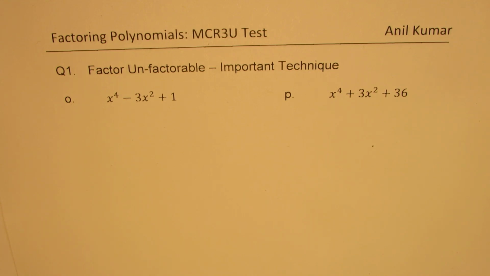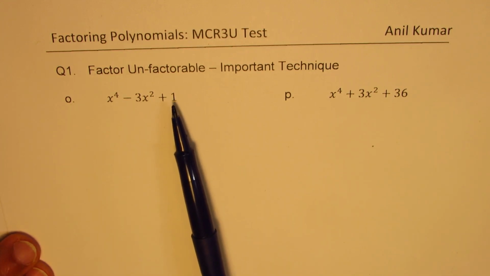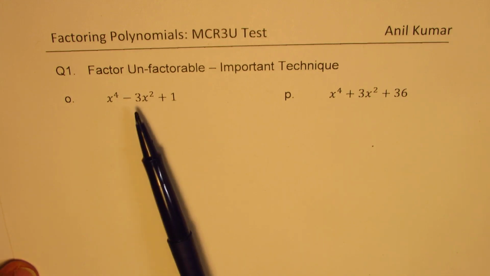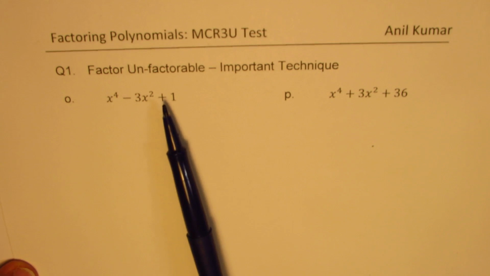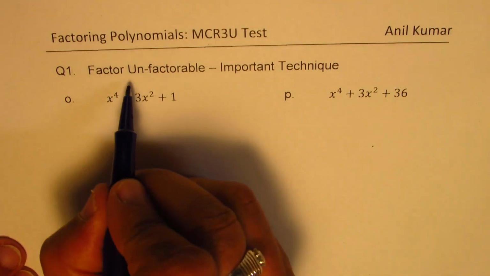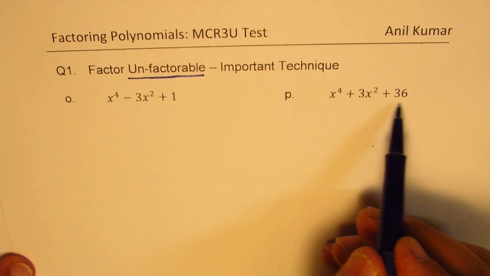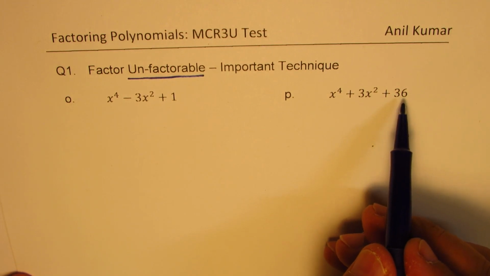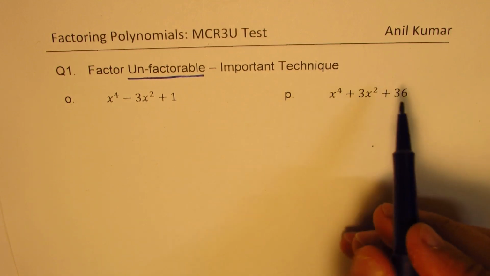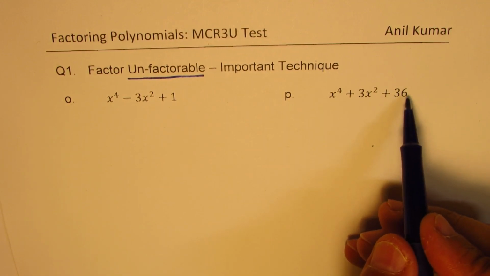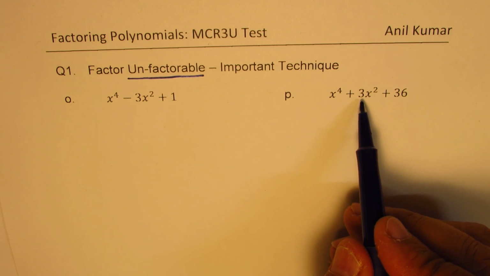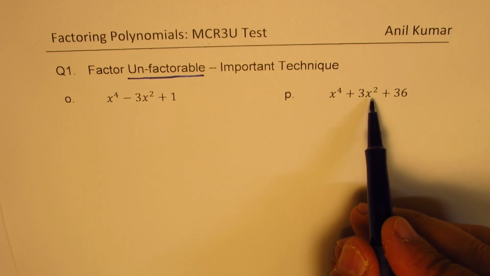Now here we have two examples. Now these are very interesting examples. As such, if you apply product and sum, two numbers which can give you a product of 1 are 1 and 1, but their sum or difference cannot be minus 3. And therefore, it is unfactorable, correct? So it is unfactorable. Similarly, in this example 36, any two numbers when multiplied, like 4 times 9, 12 times 3 or 36 times 1, will never give you 3 as their sum, and therefore this is also unfactorable.